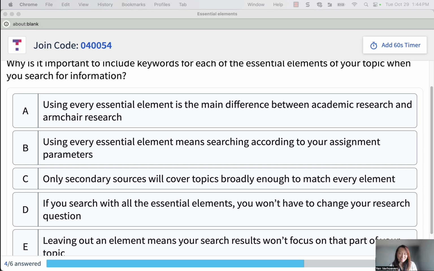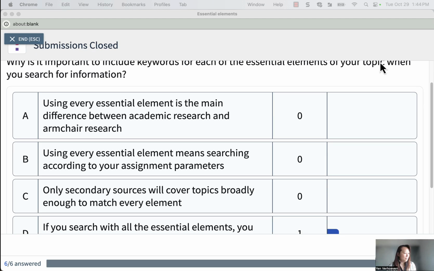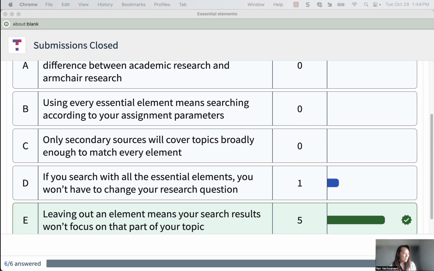The other thing is, when you're approached with something like this and they all look a little bit overwhelming, start with the process of elimination. Cross out the ones that you know are definitely not it. It's going to narrow down the possibility. Although it looks like for many of you, you're already spot on. So good job. Okay. So E, leaving out an essential element means your search results won't focus on that part of your topic.